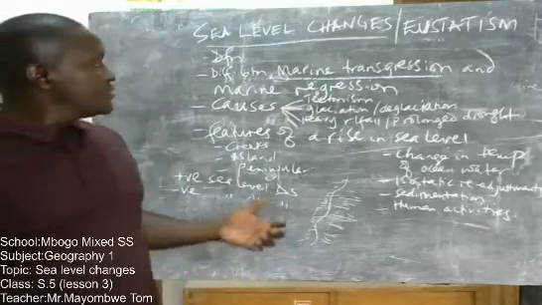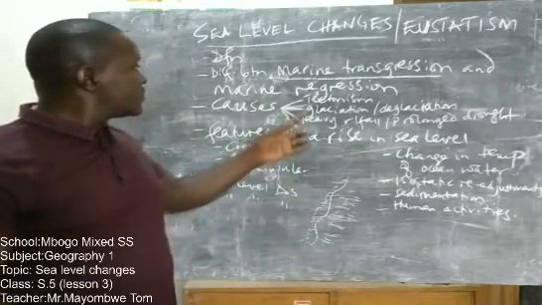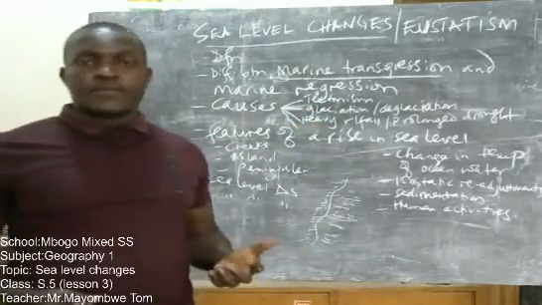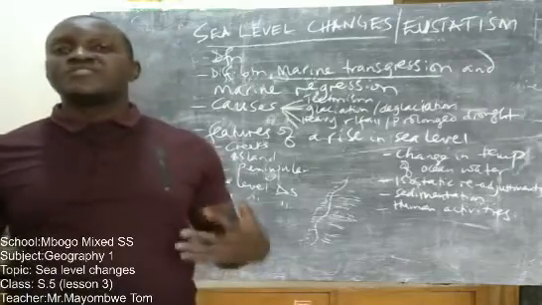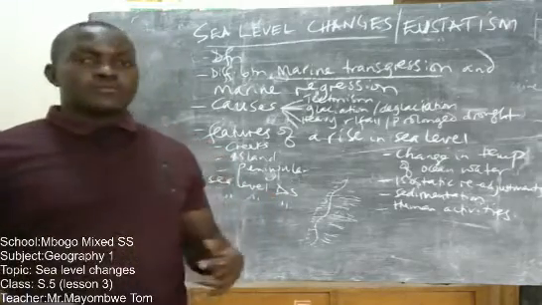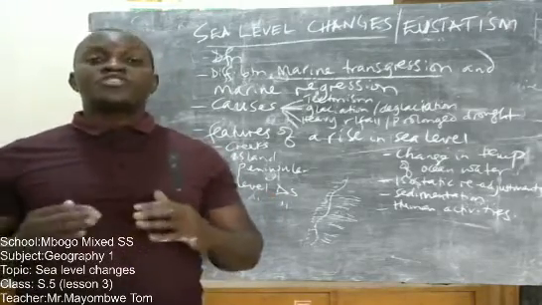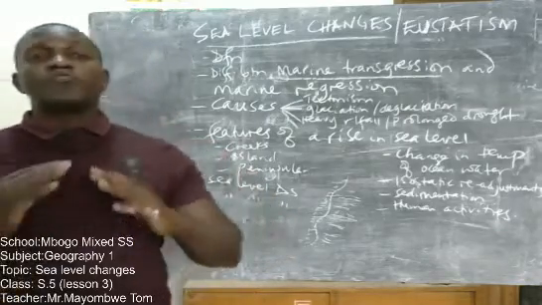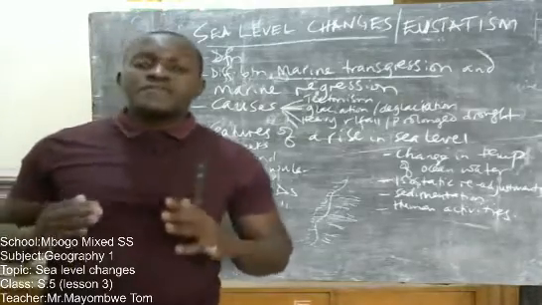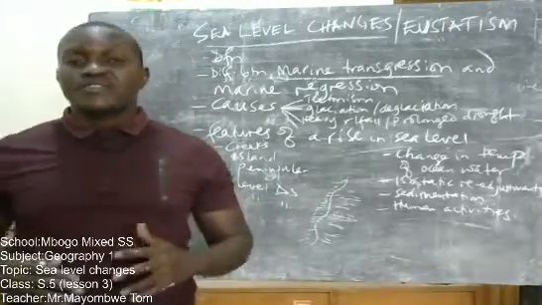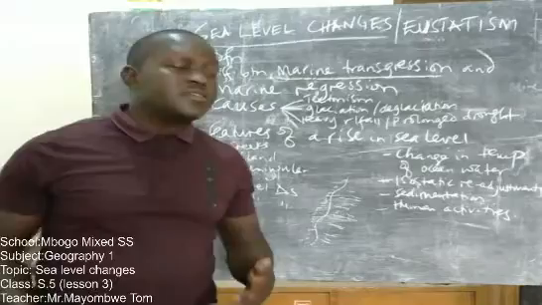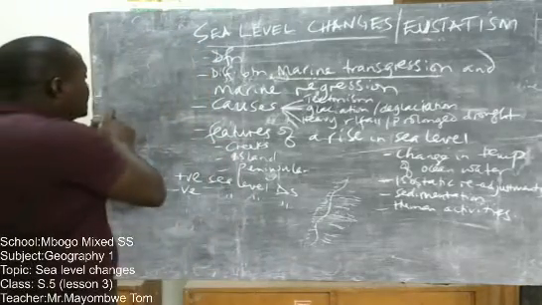One of the factors that causes sea level changes is what we call tectonism. Tectonic activities or tectonism. Tectonic activities like volcanicity result in the formation of volcanic mountains or volcanic cones within the water. And when these volcanic cones are formed below the ocean basin, they displace the water upwards, leading to a rise in the sea level.